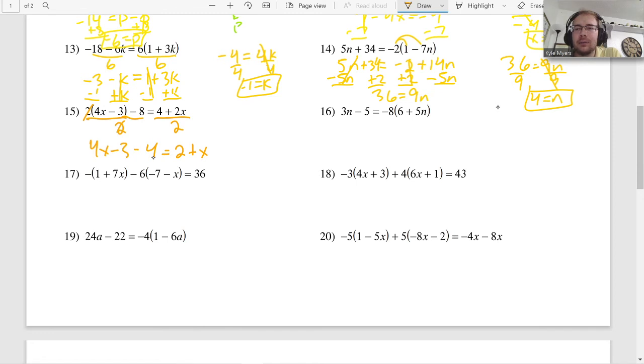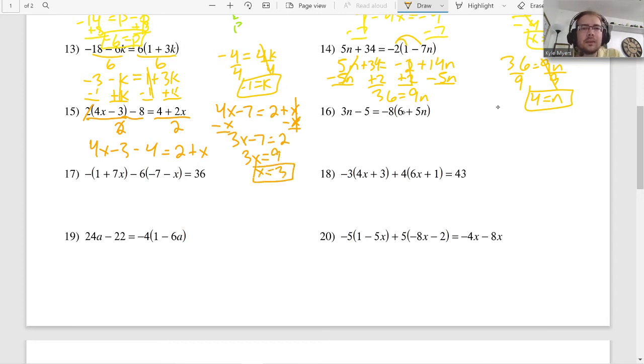4x minus 3 minus 4. Minus 3 minus 4? What? That's minus 7. Equals 2 plus x, and then I would subtract x on both sides. So I'd have 3x minus 7 equals 2. 3x equals 9. x equals 3, and there we go.